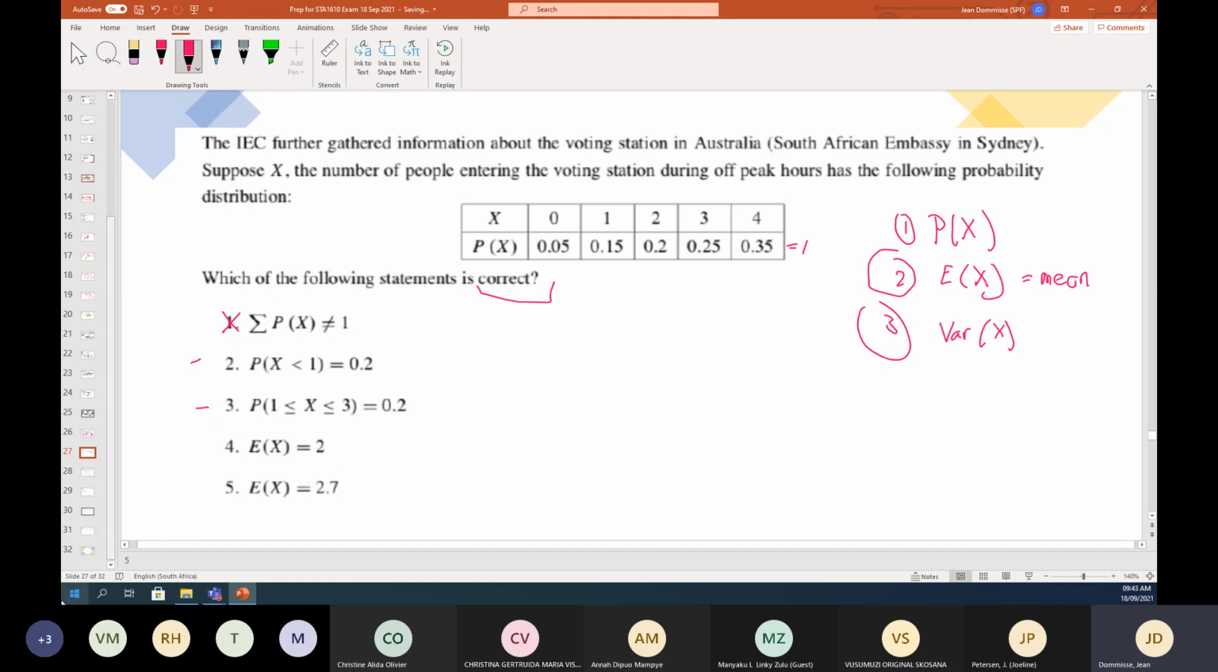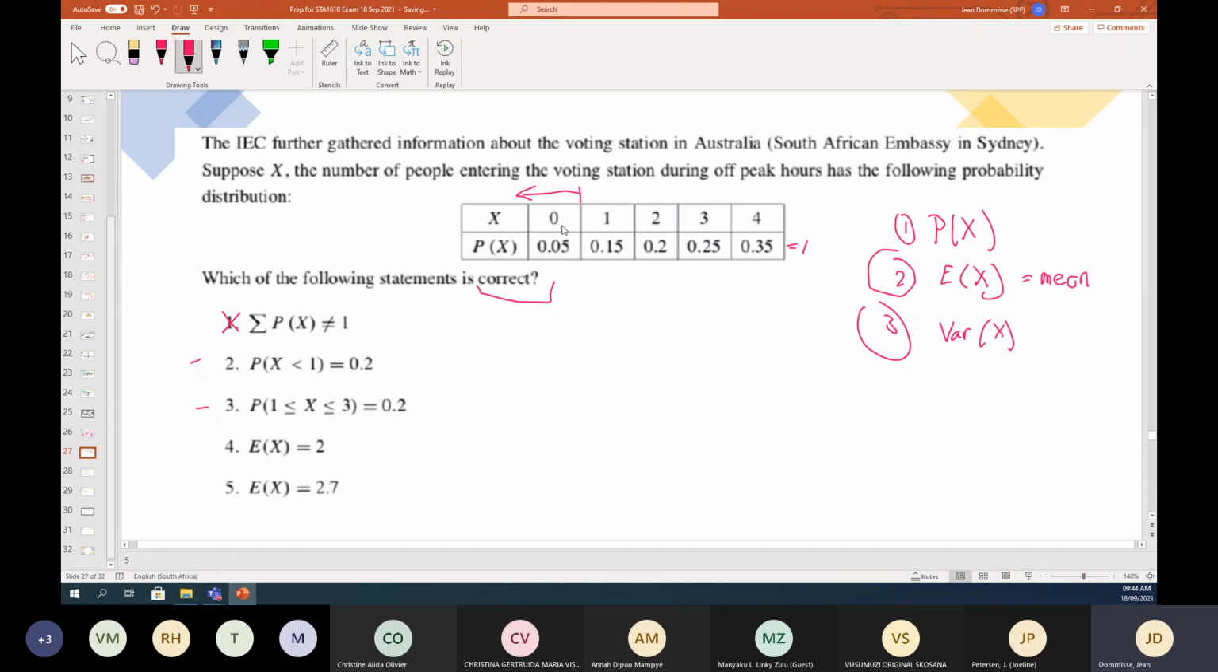Cool, I'll copy that into the Excel now, Christina. So that's the first one, to know that if you add them all up, it is equal to 1. So let's look at the other questions. Probability that x is smaller than 1. So it's not including 1, it's smaller than 1.